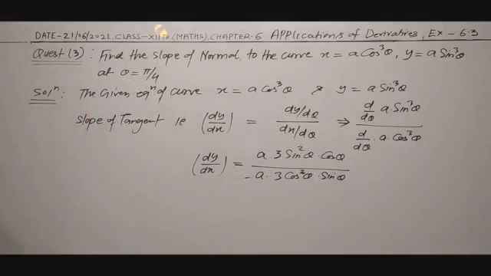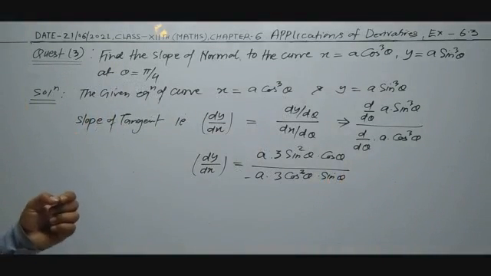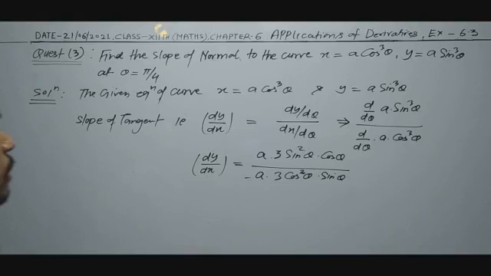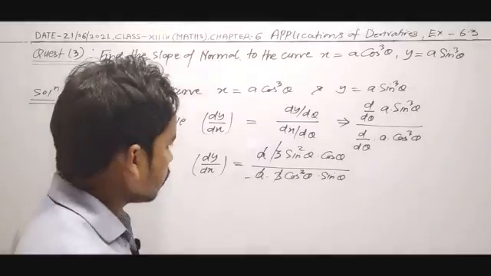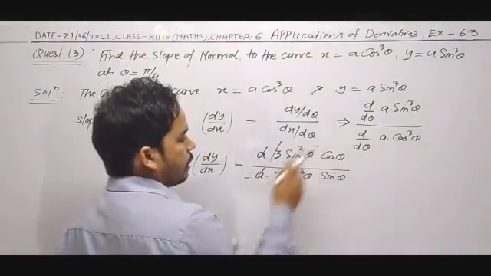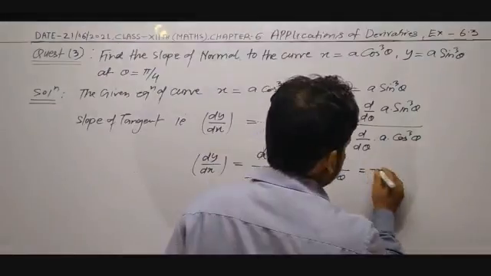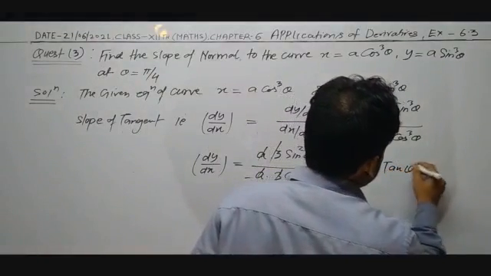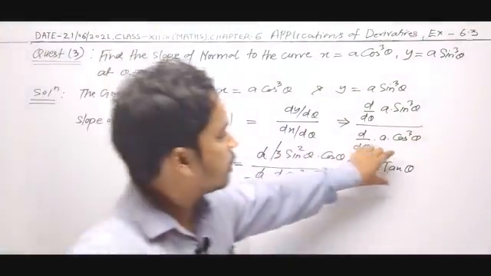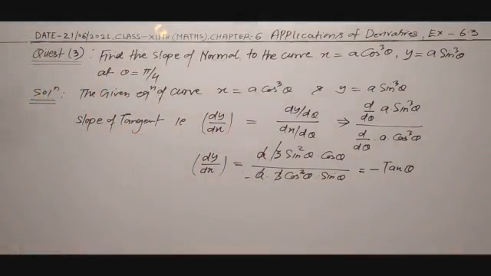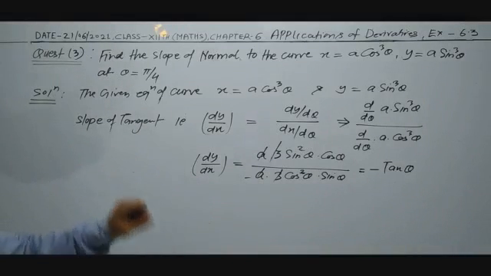So after calculation, what will you get as the result? 3 cancels out, a cancels out, the sin theta term will cancel out, cos theta will cancel out, then the result will be minus tan theta. Sin theta upon cos theta, the result is minus tan theta. So the dy by dx result you get is minus tan theta, and this is the slope of tangent.